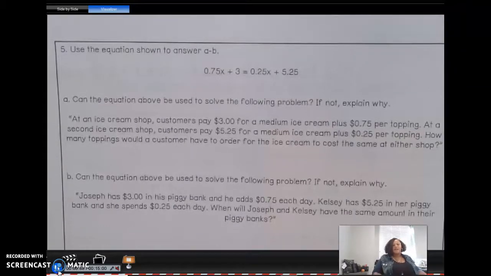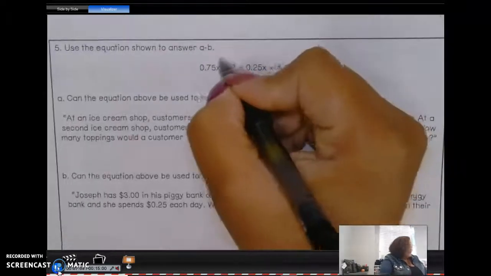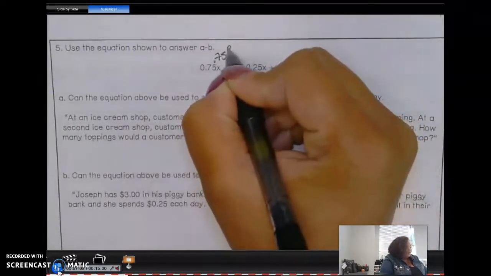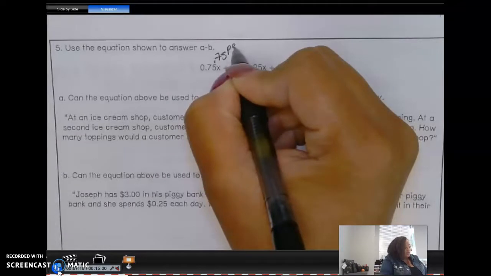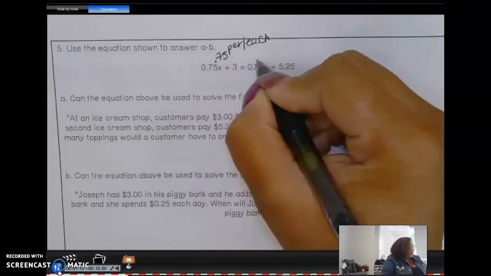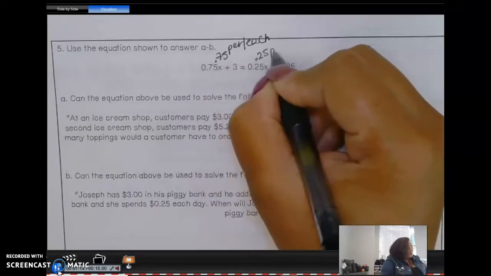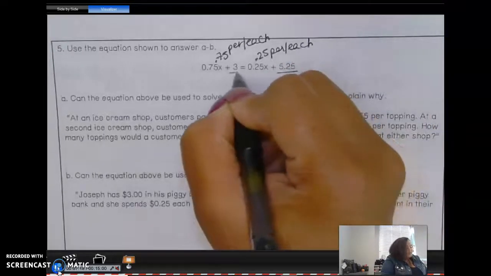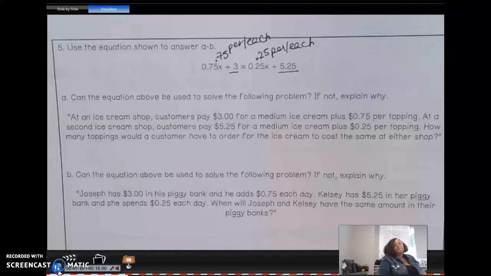Can the equation above be used to solve the following problem? If not, explain why. So I've got 75 per something, and then I've got 25 per something. This is one time, this is one time.